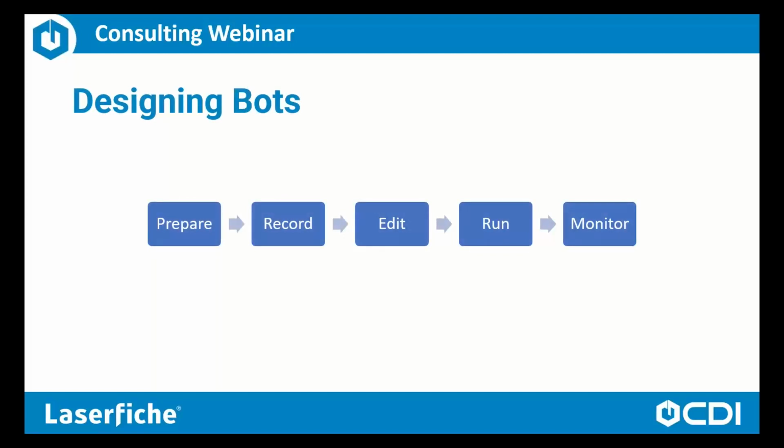Designing bots is broken down into a few easy steps here. So first we'll prepare to record our bot. So determine what information we need, where it's located, what we're going to do. We will record our bot by performing the actions within our software systems. We'll edit our bot. We can add in delays, conditions. We can run our bot manually, or we can run it through scheduled tasks or workflow processes. And finally, we can monitor our bot processes to ensure everything is running smoothly.